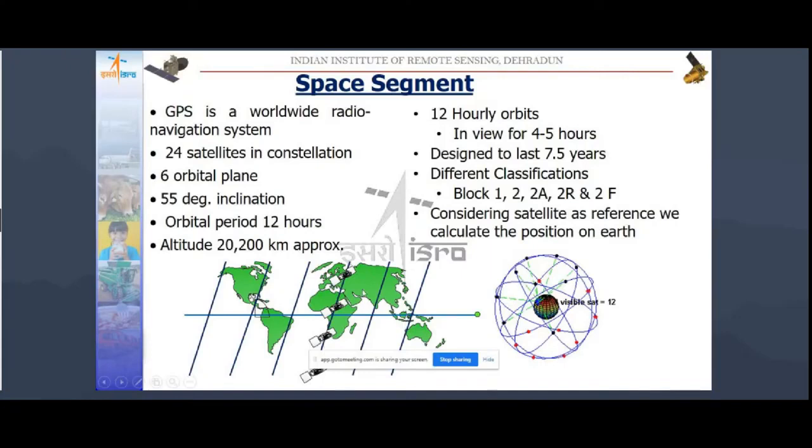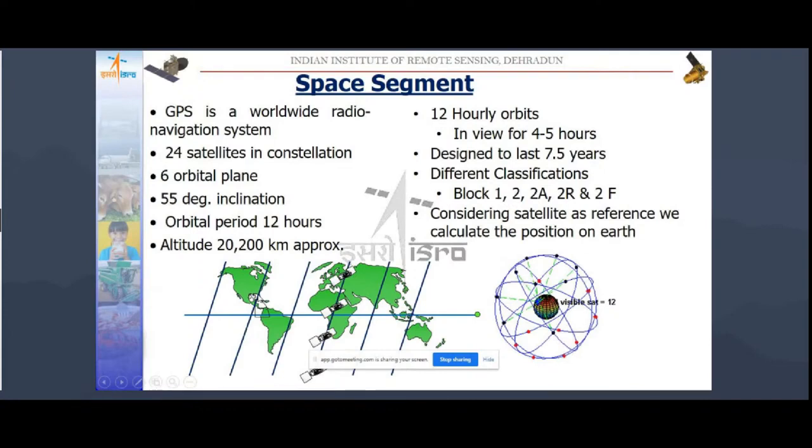The constellation is made such that at any time, at any point on the Earth, a minimum of 4 satellites will be visible, which are required to estimate a position. And these orbits have a 55-degree inclination. Inclination is just the angle between the equator and the orbital plane. The orbital period is around 12 hours, so it takes 12 hours to complete one revolution. And the altitude is approximately 20,200 kilometers.